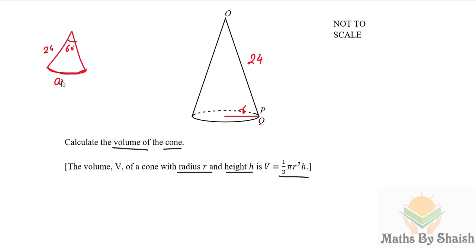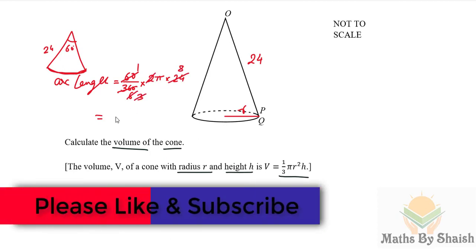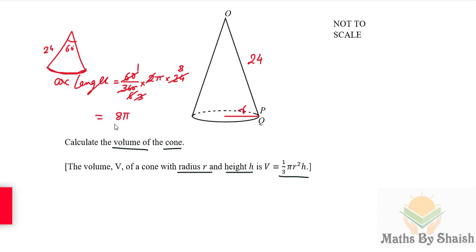Here the arc length is angle over 360 into 2 pi r, 2 pi, and radius of the sector, and the sector radius is 24. So 6 1s are 6, 6 6s are 36, 2 3s are 6, 8s are, so we got it as 8 pi. We should not solve it completely.